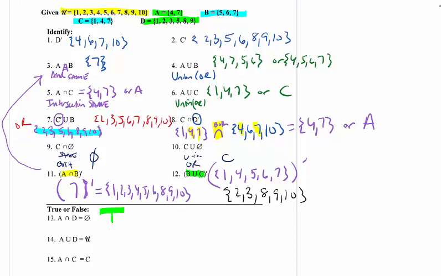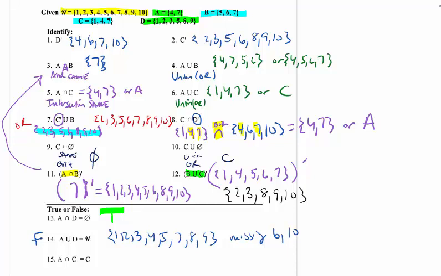A union D is number 14. If I looked at this, that would be 1, 2, 3, 4, 5, 7, 8, and 9. That is not my universal set. You're missing 6 and 10. So this one would be false.